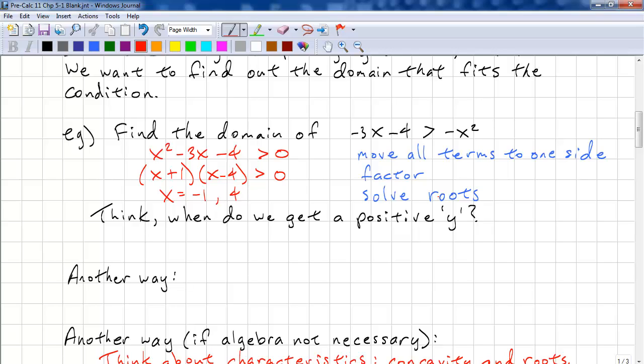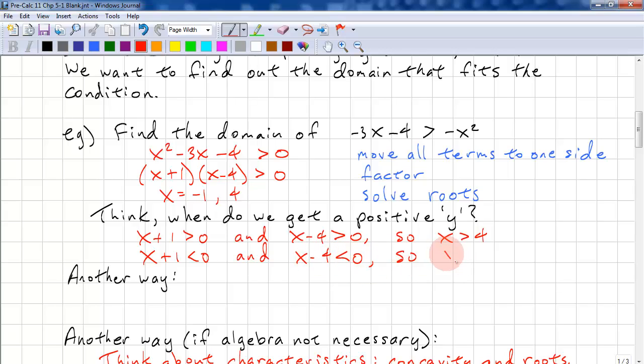Now, what you want to think of is when do we get a positive y? So we have x plus 1 is greater than 0, and x minus 4 is greater than 0. And this time it is an and. We take the most restrictive one, so x is greater than 4. And this is true because if we have a positive times a positive, we get a positive. Now we need to check the negative times the negative. So we need to have x plus 1 is less than 0, and x minus 4 is less than 0. Most restrictive.